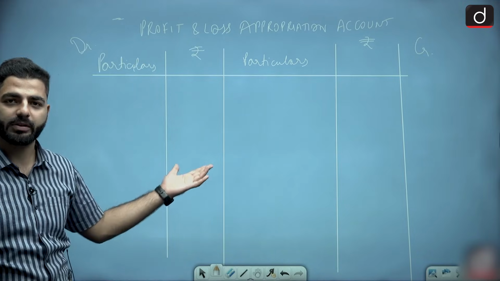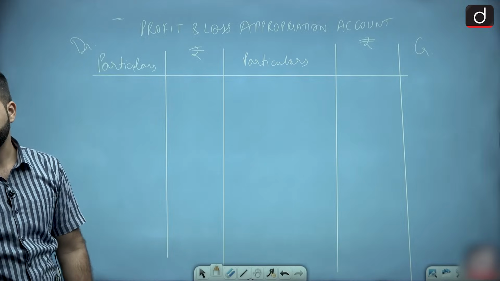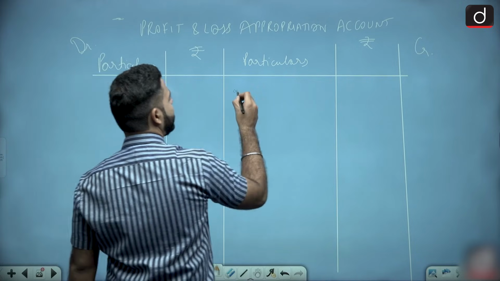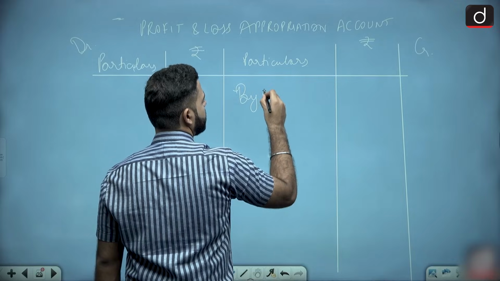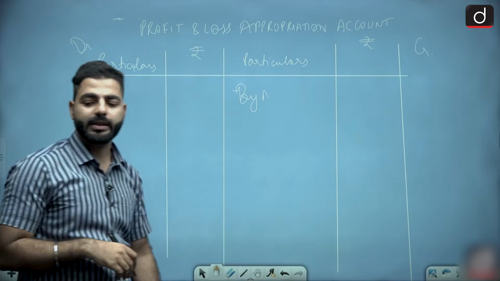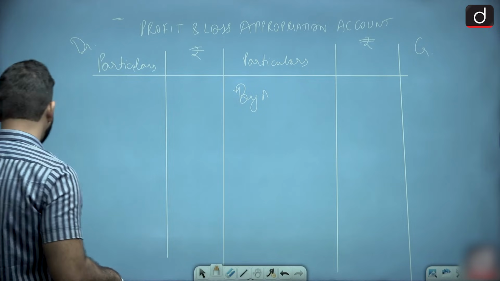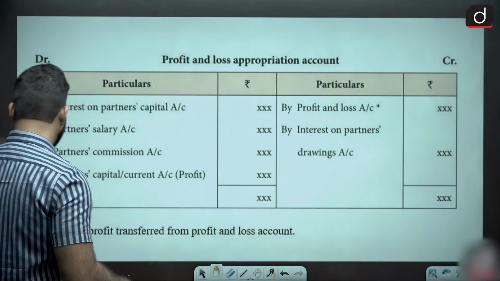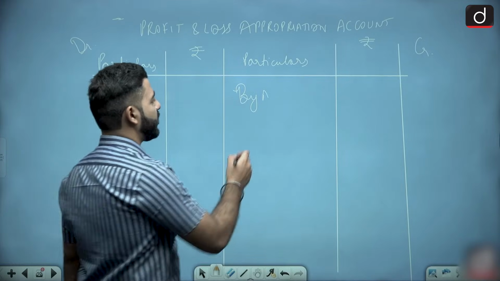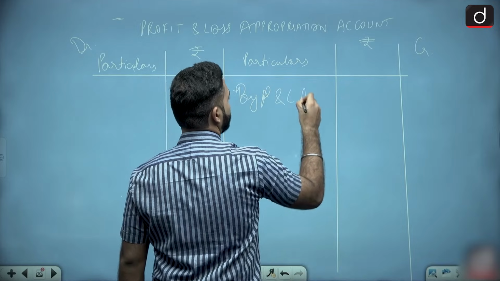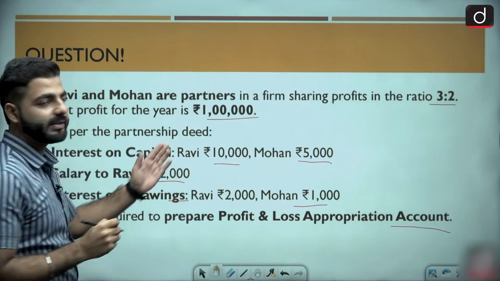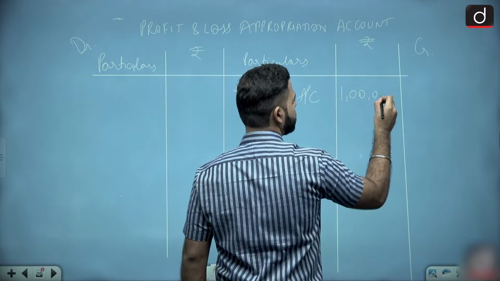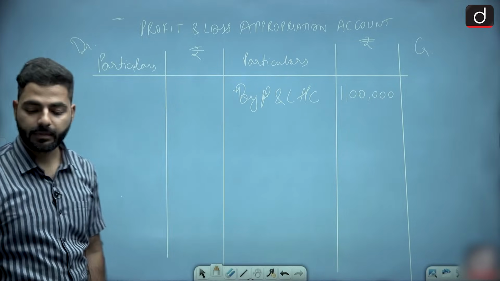So first thing we have to do is transfer the net profit to the profit and loss appropriation account. So you will write here by net profit, or you can say by P&L account. Yes or no? We have discussed this. Can you see? By P&L account. Yes, this is how we have to write. What is the amount of profit? You can see 1 lakh, right? So by P&L account, we will write 1 lakh here. Easy, easy peasy. All right.